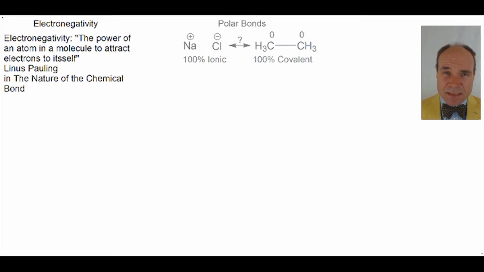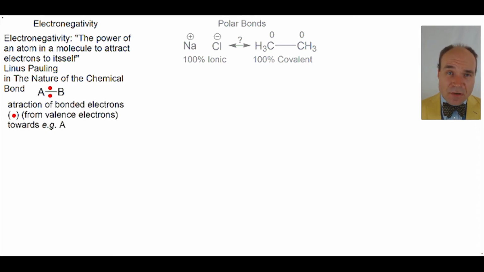Electronegativity was first conceived by Linus Pauling, who we've already talked about. And in his seminal book, The Nature of the Chemical Bond, Pauling describes electronegativity as being the power of an atom in a molecule to attract electrons to itself. Now, these aren't just any old electrons. They're actually electrons that are involved in the bond. So they must be valence electrons.